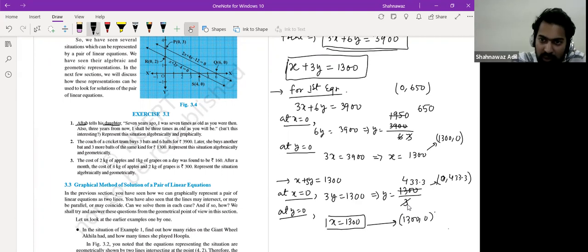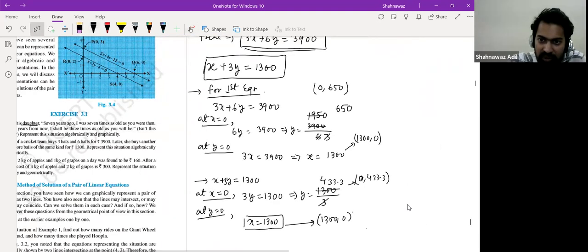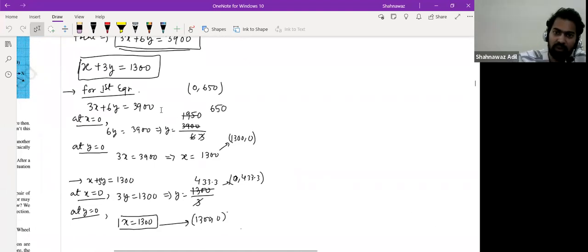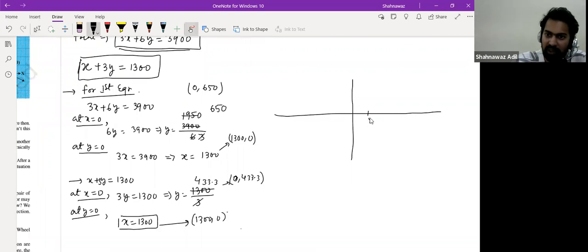So let's draw this on the graph. So 650, 1300, 430, I guess. Let's take 50, 100. What should I take? 100, 300. So 100, then 200, then 300. Okay, you draw this as your homework.